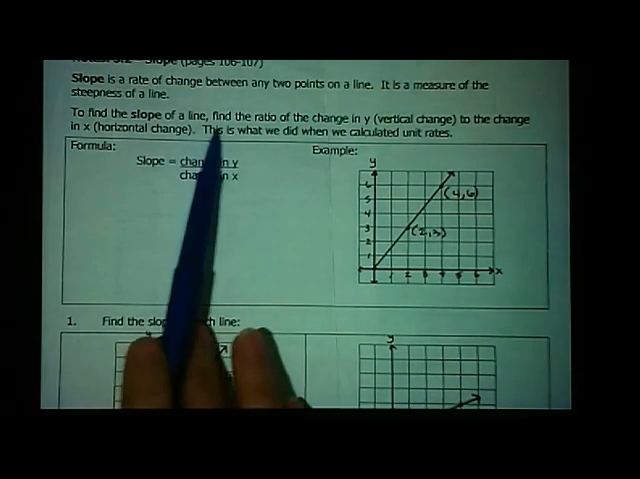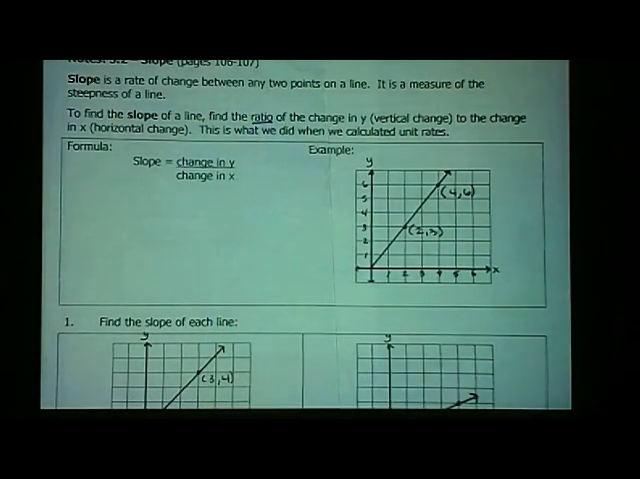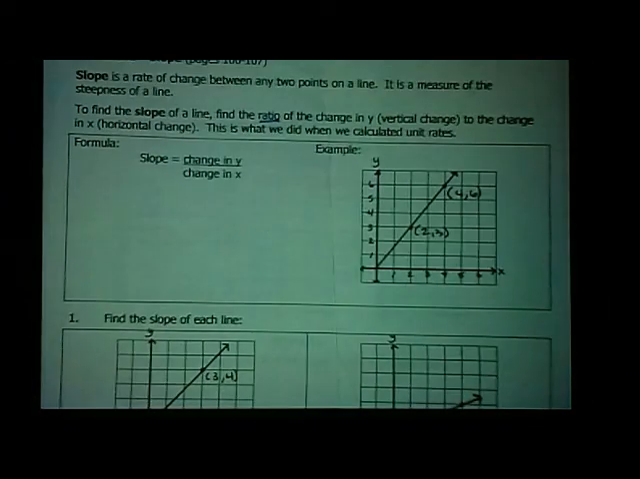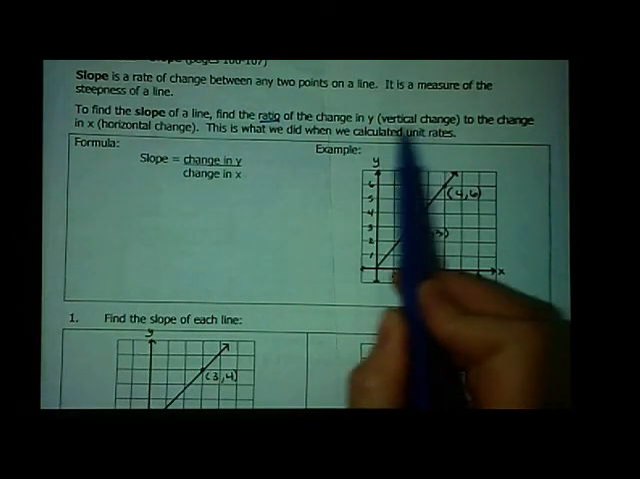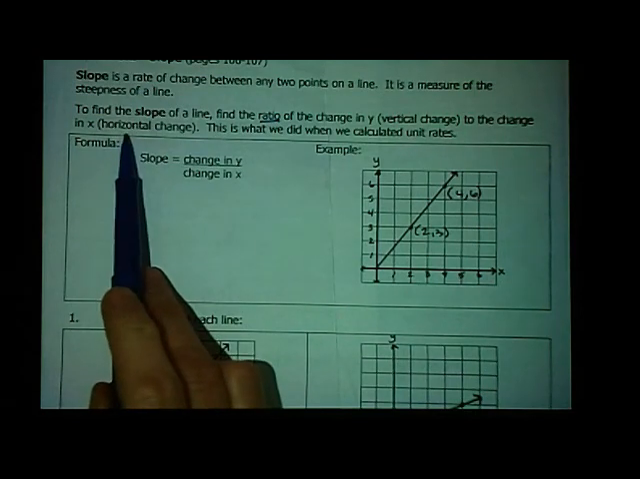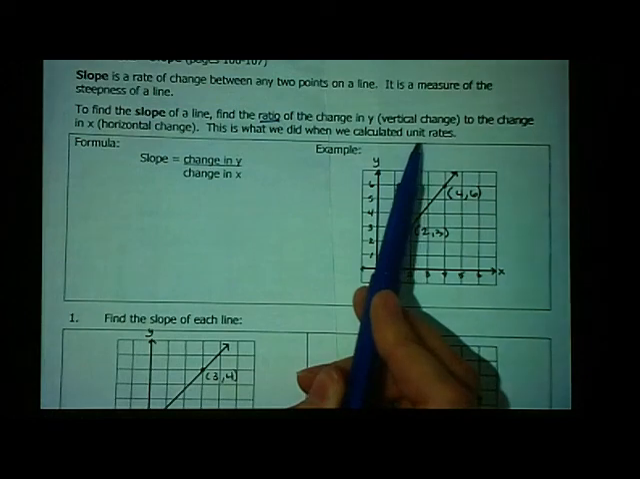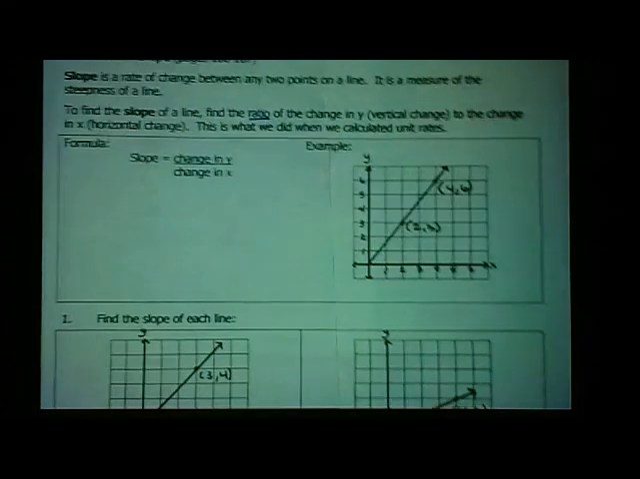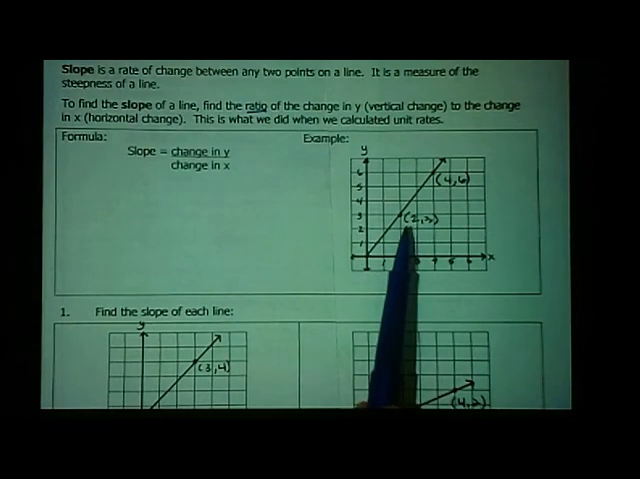To find the slope of a line, you're going to find the ratio, which should sound familiar from yesterday, of the change in y, remember the y-axis is your vertical or up and down, to the change in x, which again is your horizontal or left to right. This is what we did when we calculated unit rates. So here's our first example. We're going to find the slope of this line that we're given right here.